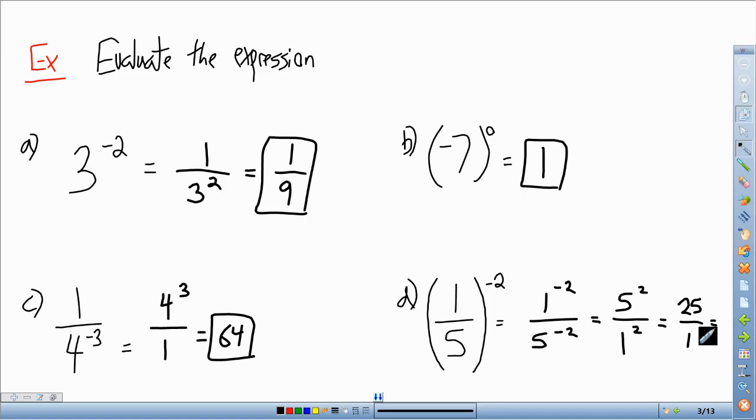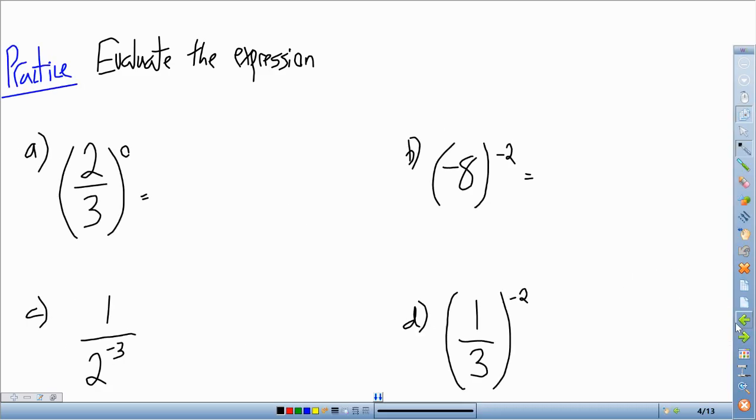Sorry, I'm kind of out of room there. 25, that looks a little better. So yeah, really not too tricky. I'm going to have you go ahead and try 4 of these on your own, and then we'll move along to some more interesting problems. Give these a try.